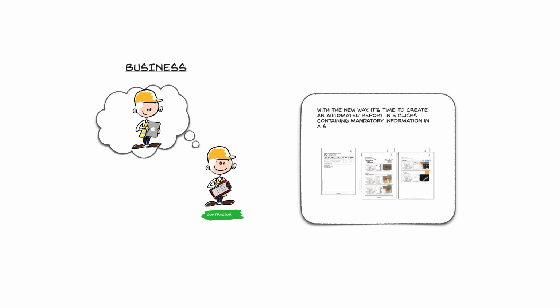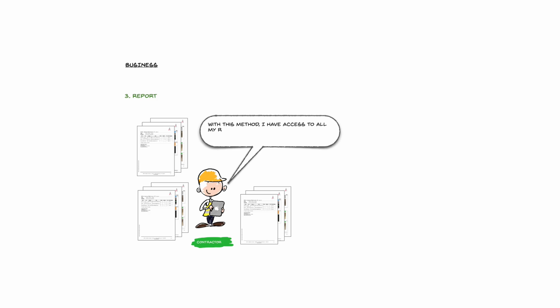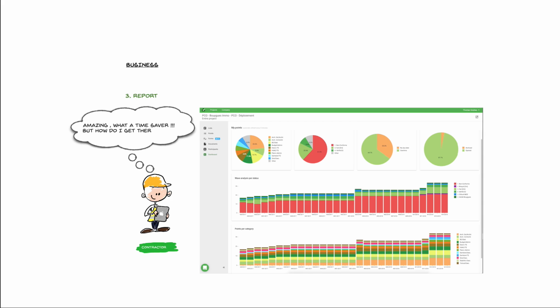With the new method, it's time to create a report in just 5 clicks. It aggregates all the required information in a structured way. Once generated, the contractor distributes the report to the various stakeholders. This makes it possible to keep track of each report, which can be generated in just a few seconds. In addition, the contractor has many analytical tools, such as the dashboard, to get an idea of the progress of each task. This is a real time saver for the contractor and other project stakeholders.